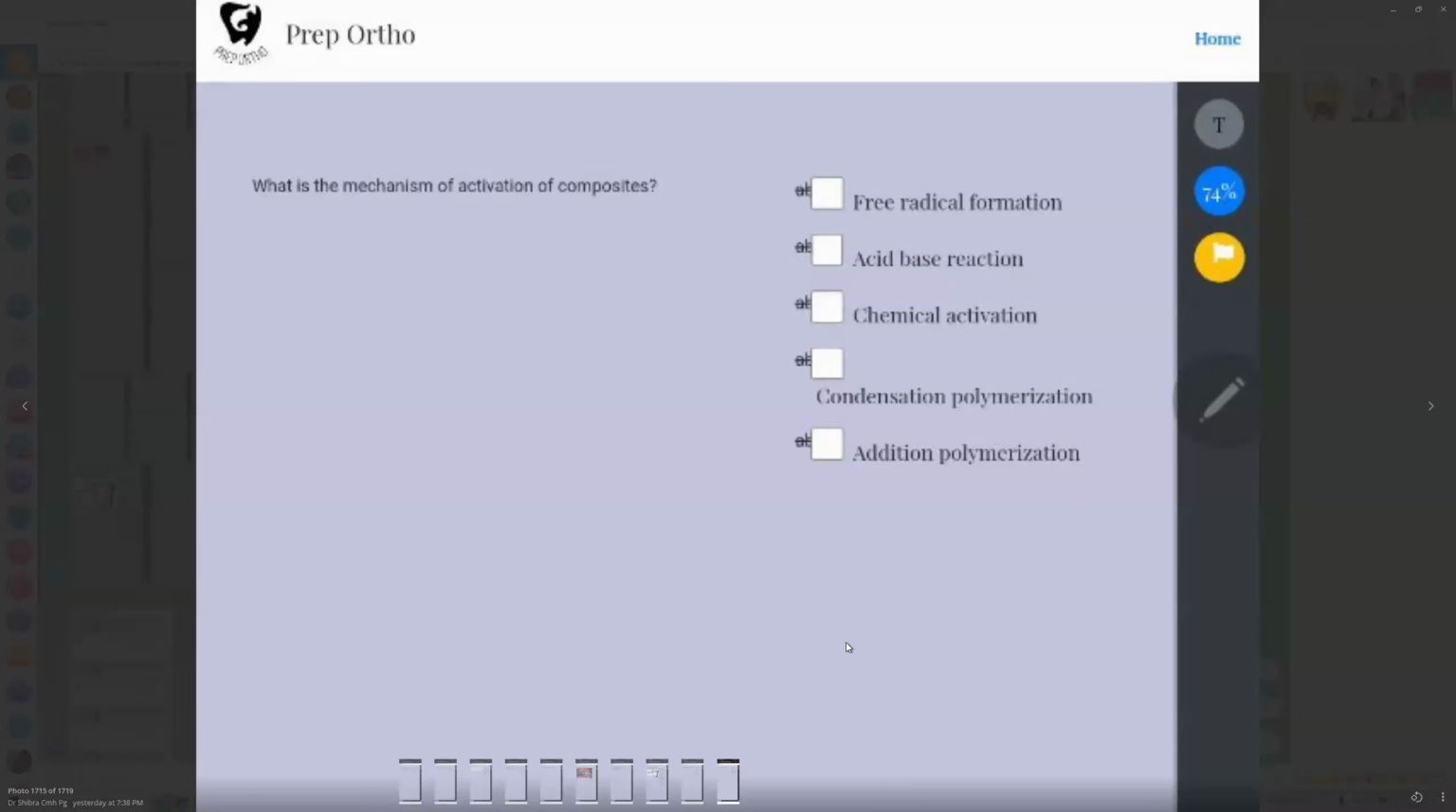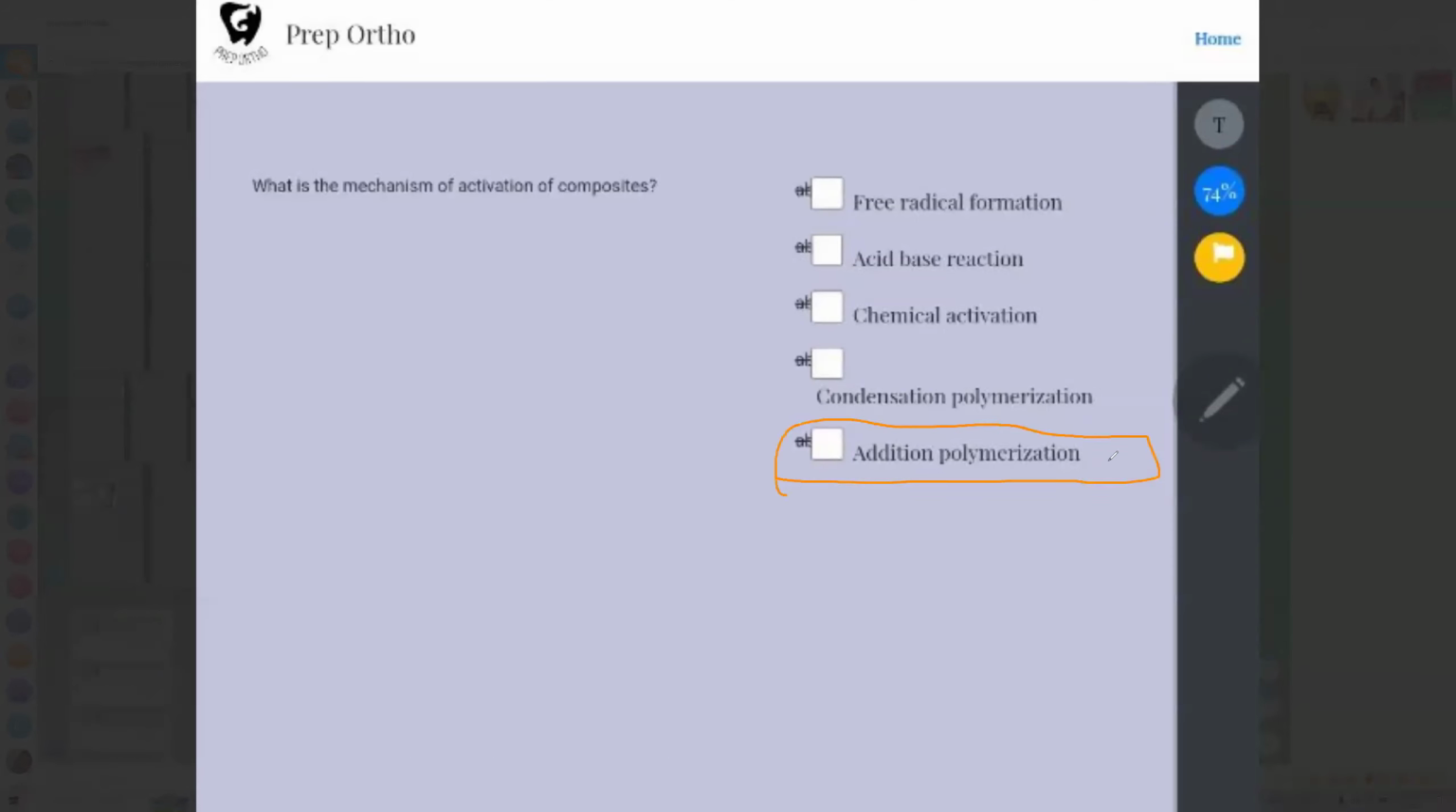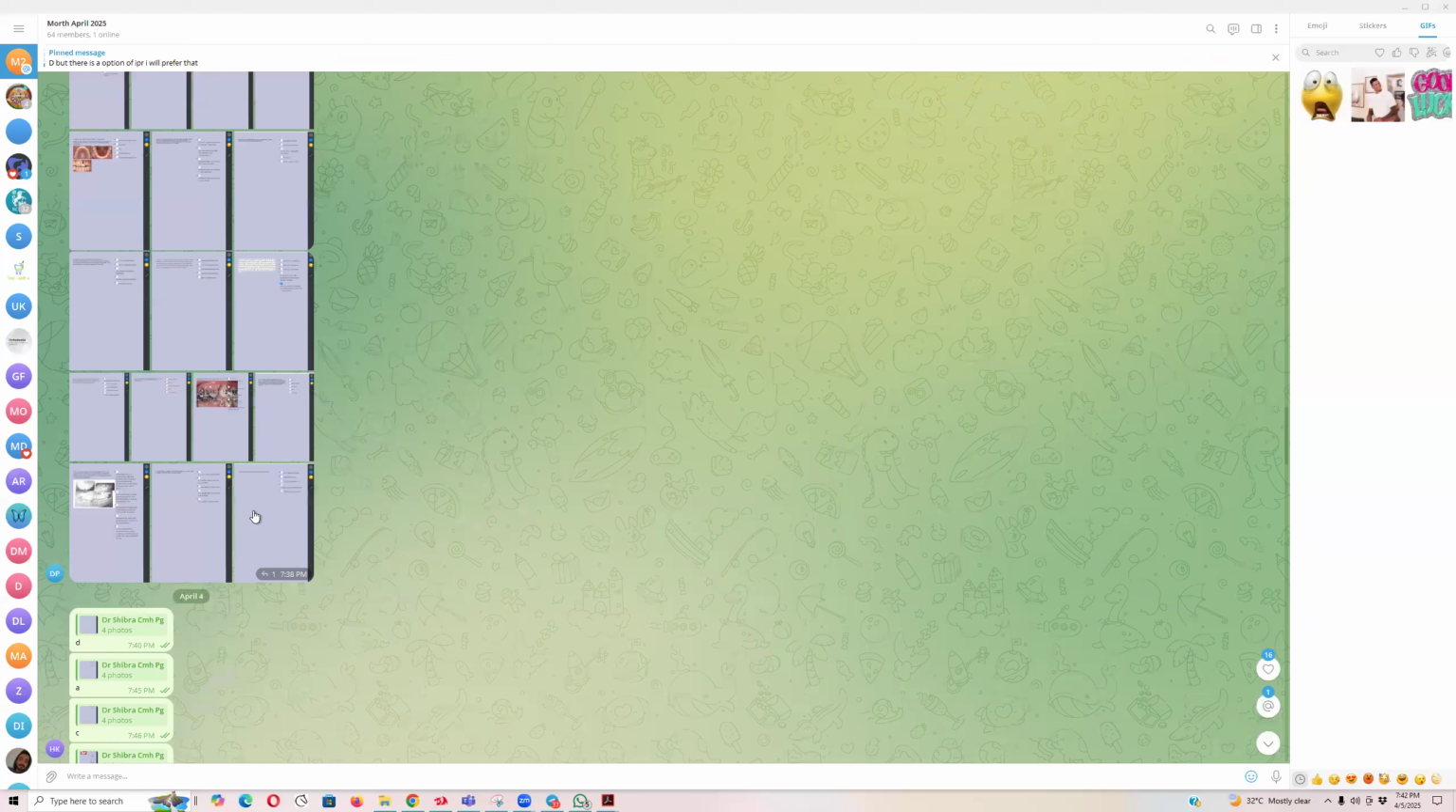What is the mechanism of action of composite? It's a free radical addition polymerization reaction. So I'll select addition polymerization. It's the main reaction, and in that it's a free radical formation. So option D here, E here. Yeah, E.